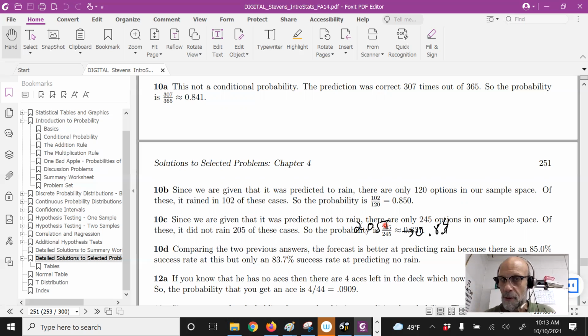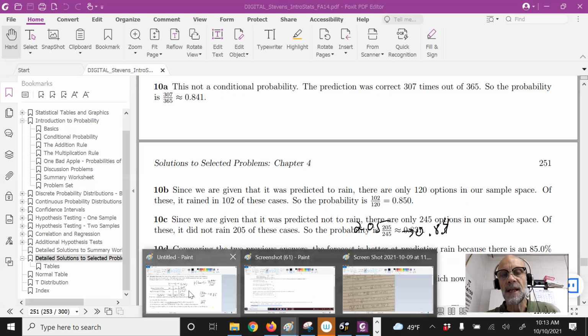So we're both correct. It's a matter of degree. These are conditional probabilities, the hard things. You've got to decide what group you are dealing with.